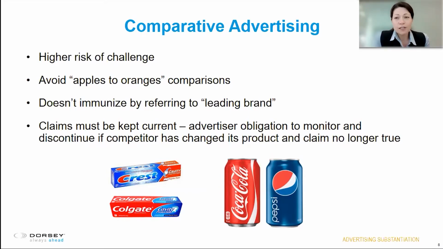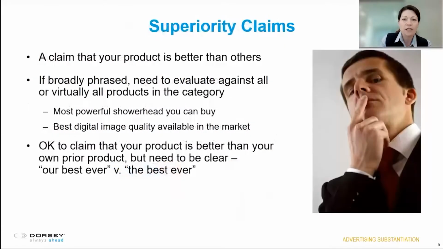And then, of course, there's an obligation to keep the claims current. So there's an obligation to monitor and discontinue your claim if your competitor's product has changed, or if your product has changed, and the claim is no longer true. Generally, there's two types of comparative advertising claims. They fall into two general categories, I would say: superiority claims and then parity claims. So superiority claims are basically claims that your product is better than others in the marketplace.